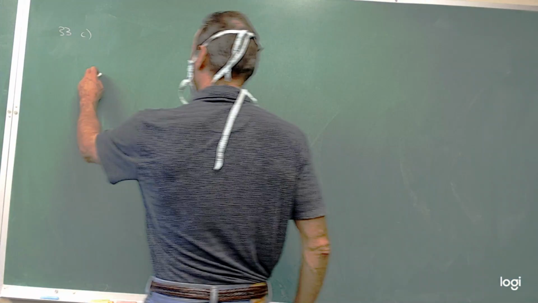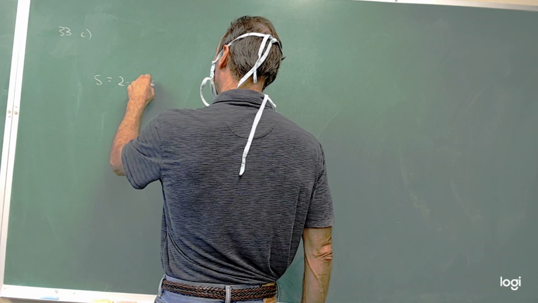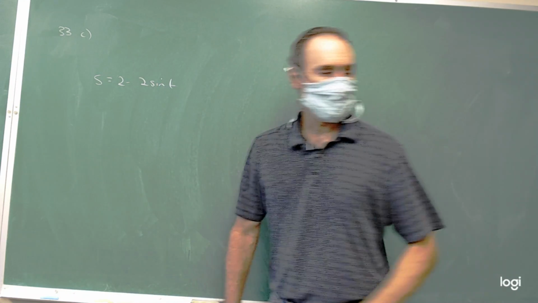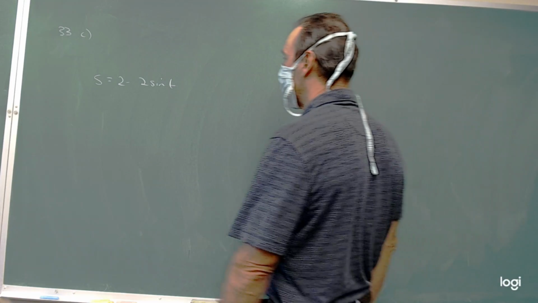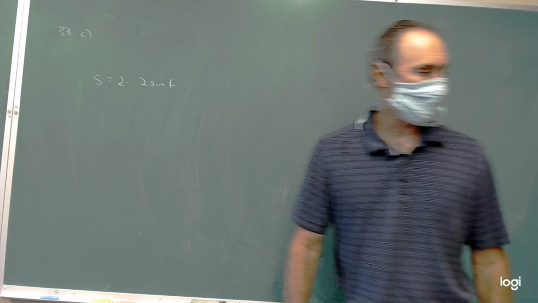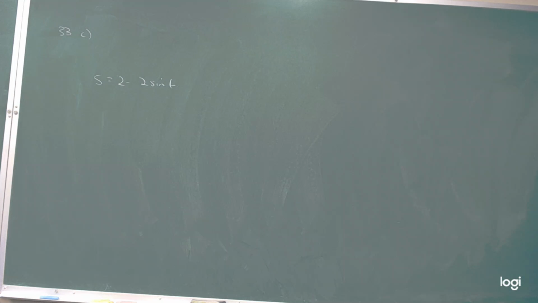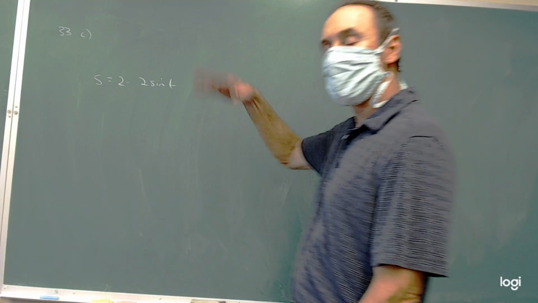On 33, they gave us 2 minus 2 sine t, is that right? So S is 2 minus 2 sine t. And you didn't understand their description of the motion? Yeah, and it's not always clear what exactly is meant by that. Can they give us a time interval? They're not restricting what our time is, so I guess we're assuming this is going to go on and on forever.